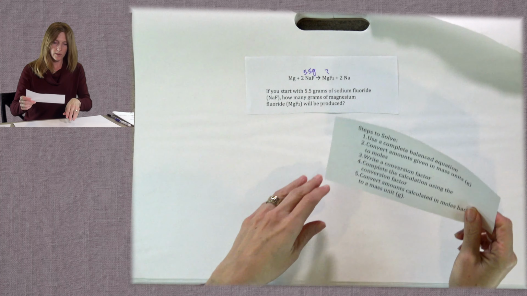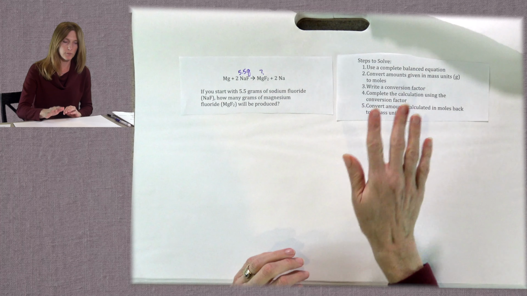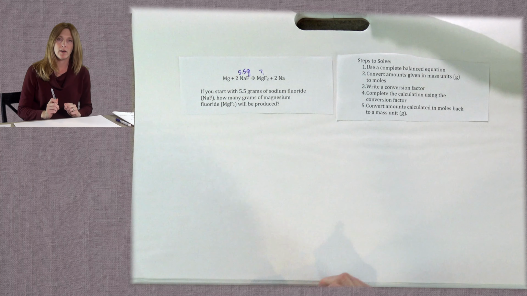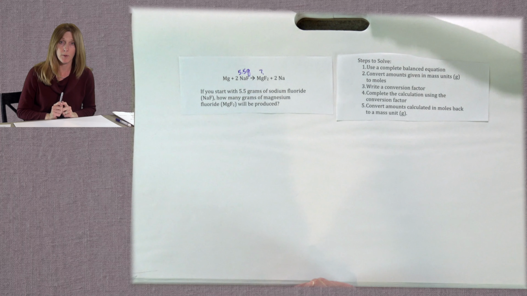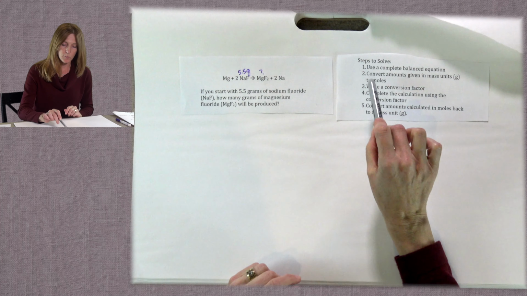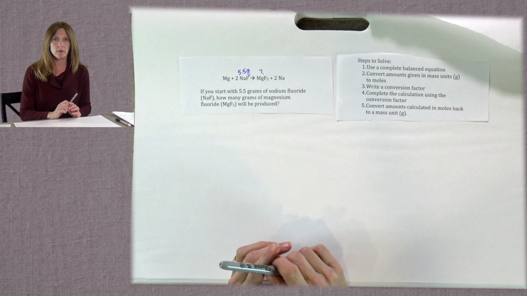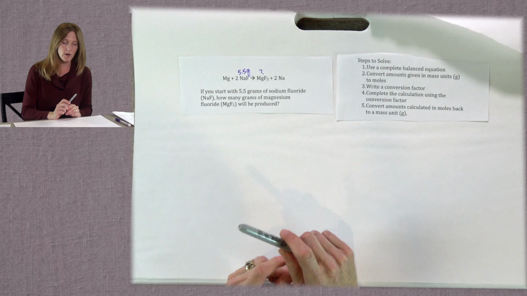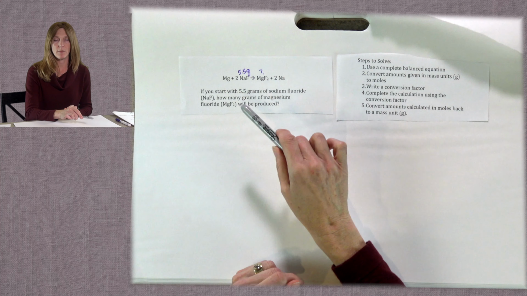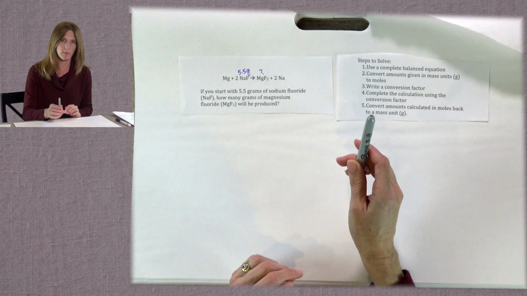So I am going to write down a list of steps that we can refer to that will help us keep track of what we need to do to solve the problem. So first on our list is we need to use a complete balanced equation. Remember, as we talked about earlier, you must always use a balanced chemical equation when you're doing stoichiometry. If you don't, you will not get the right answer.